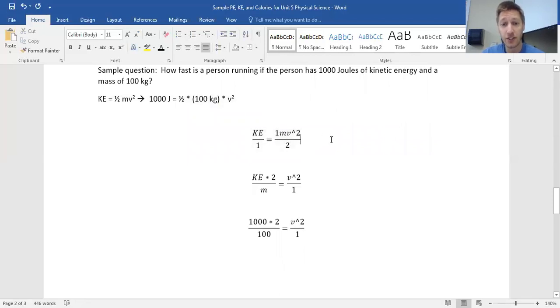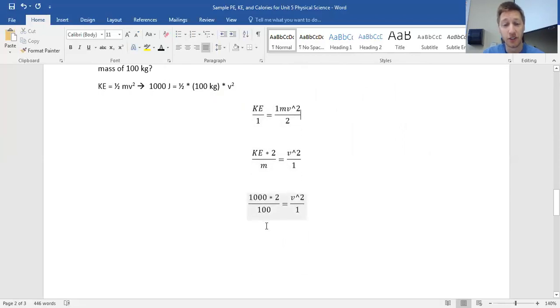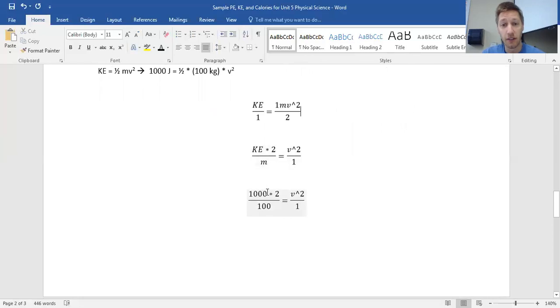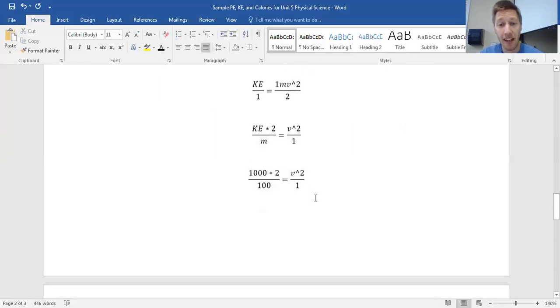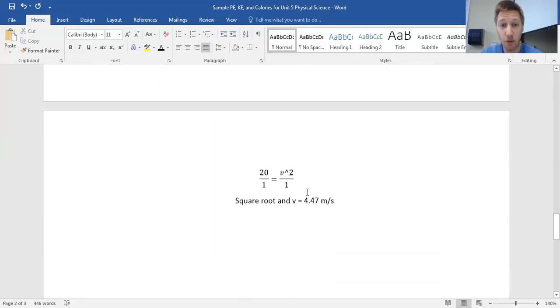In order to rearrange this, we're going to switch sides so the v is all by itself. We're going to take the 1, bring it down, bring the 2 up, bring the m down. So when we switch sides, we take the m from up here, bring it down here, and bring the 2 down here from the half, bring it up here. Then we put the numbers in after we rearrange our equation, and we still have a v squared there. So when we get to the end, we need to take the square root. So it'd be square root of 20, 4.47 meters per second.